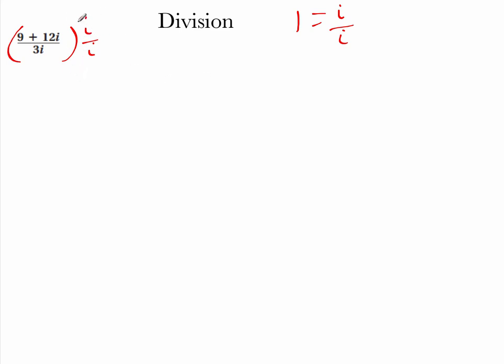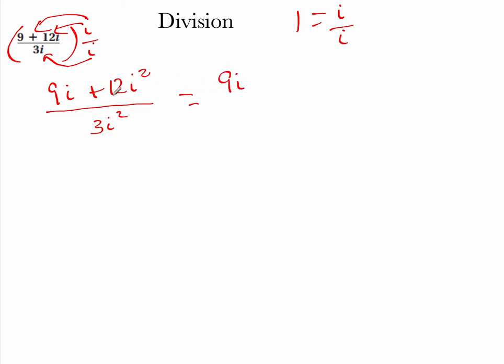Now, I'm going to distribute this. This becomes 9i plus 12i squared, where I took the i and I made sure it went to each term. I've only got one term down here, so this is 3i squared. Now let's simplify this. This is 9i. Now, i squared is really negative 1. So this is 12 times negative 1. All over 3i squared, which is negative 3.